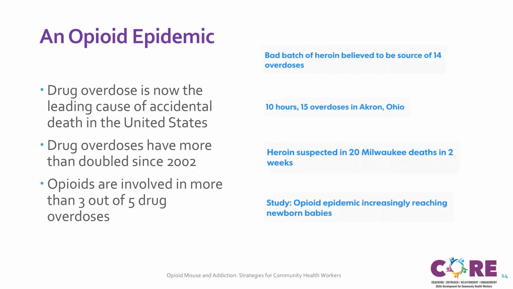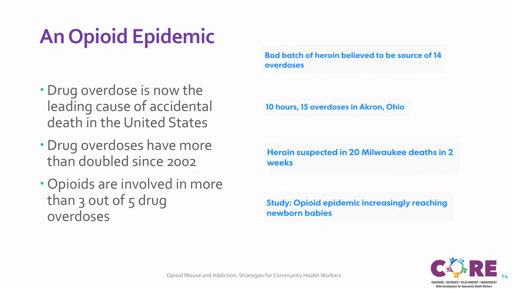And in terms of the numbers behind the epidemic, it's pretty alarming. Drug overdose is now the leading cause of accidental death in the United States. It's overtaken car accidents for the last several years. So it's a really, really prominent cause of death, especially in younger people. Additionally, drug overdoses themselves have more than doubled since 2002. And that's drug overdoses overall, so opioids have actually increased even faster than that figure would lead you to believe. And also, opioids are involved in more than 3 out of 5 drug overdoses.